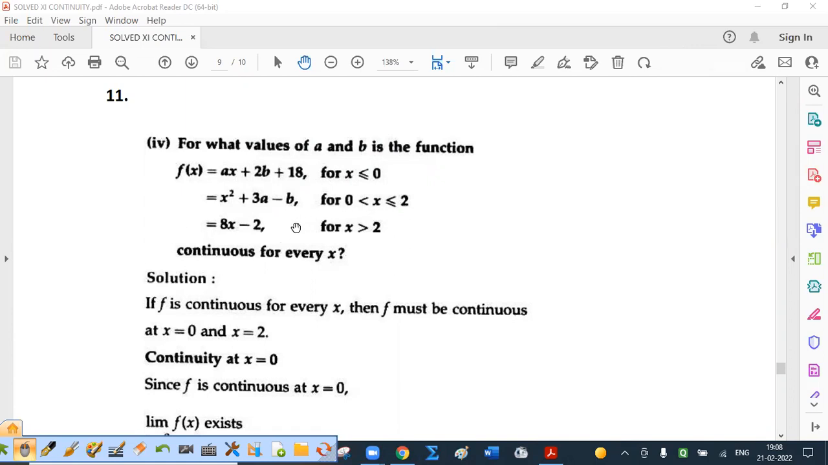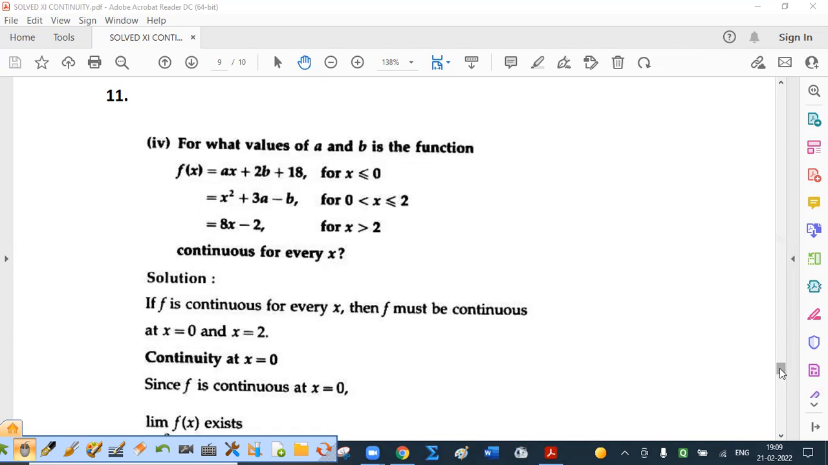Now you may ask why 0 and 2? For the simple reason that the domain is temporarily broken at 0 and 2. And to get the values of unknowns, we must be able to write two equations. To get an equation, we have to find the left hand limit and right hand limit, and it can be obtained for 0 and 2. I hope this is clear to you.